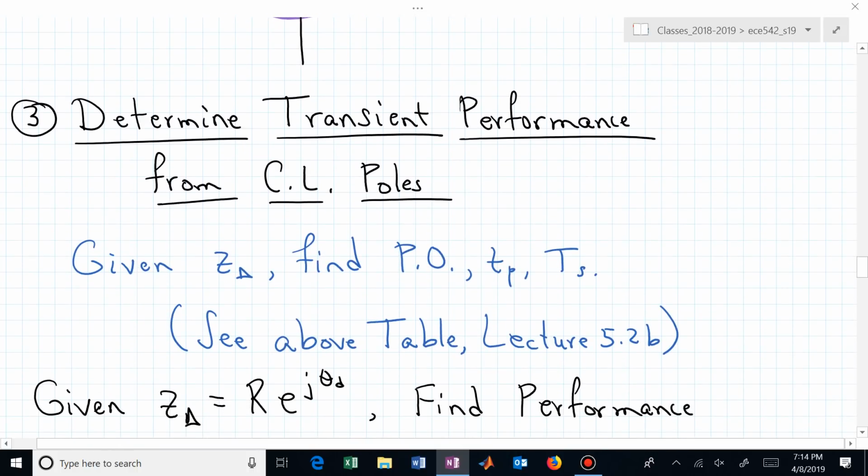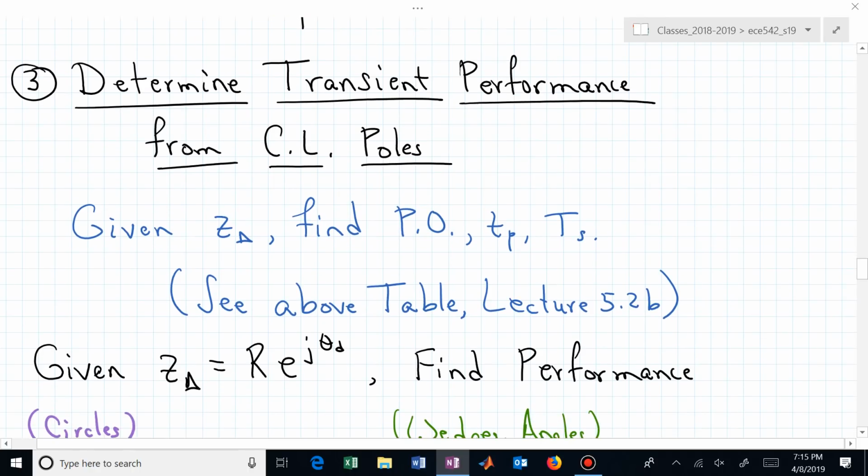And you might be given a transfer function and told, here's a K, or you might have to find a K, which will lead to a closed loop pole polynomial, or a polynomial that you can now find closed loop poles with. Once you have those z sub deltas, you better be able to go back to that table and use that to figure out your percent overshoot, time to peak, and settling time.